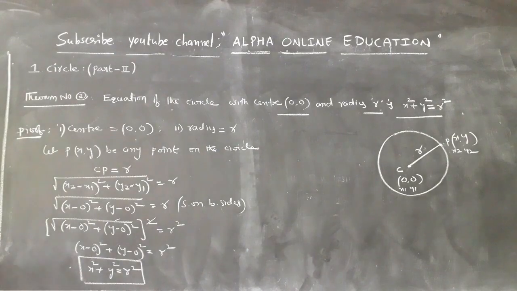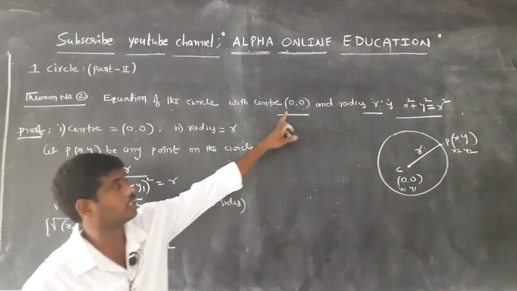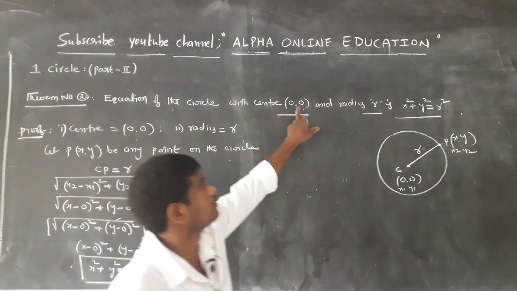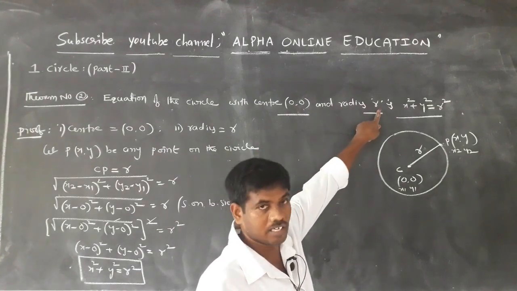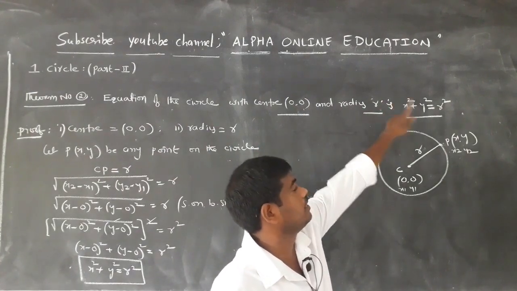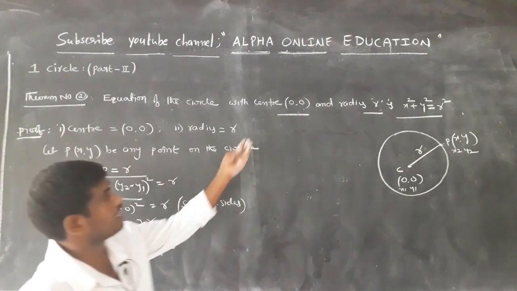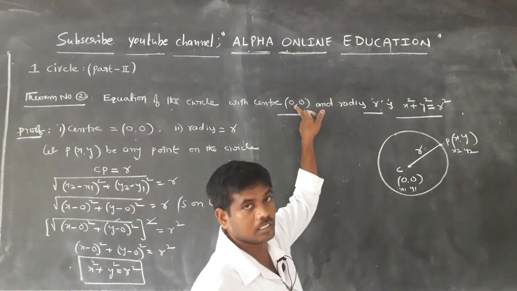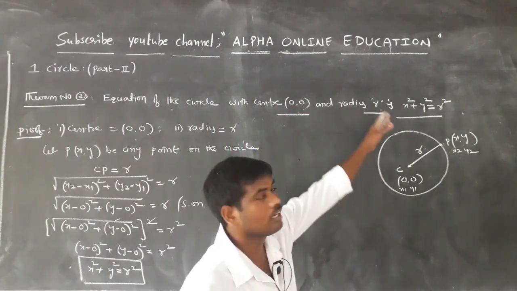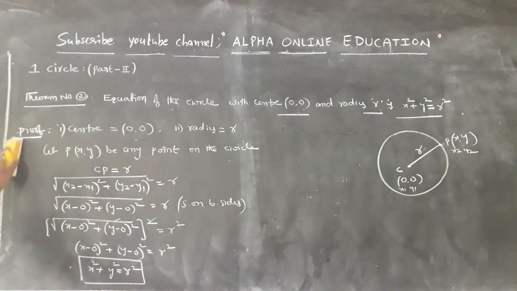Equation of the circle with the center (0, 0), means origin. Center is the origin, radius is r, is x square plus y square equal to r square. Finding the equation of the circle, given that center is the origin and the radius is r.